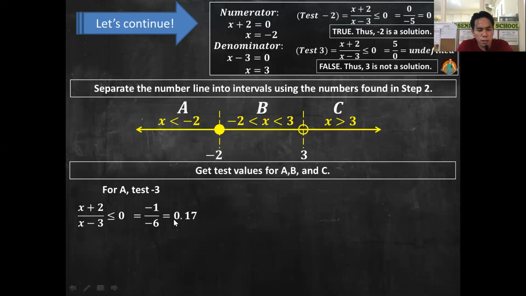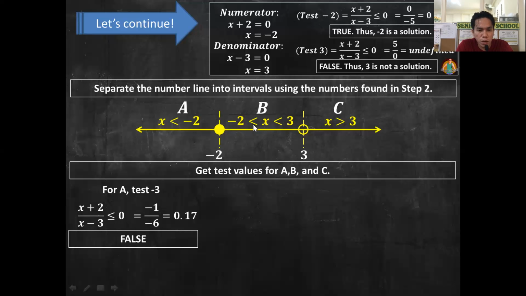So, yung tanong na lang is, yung 0.17 ba is less than or equal to 0? Of course, that is false. Okay? So ibig sabihin, our area A is false. Ibig sabihin, lahat ng numbers sa area A ay hindi part ng solution. Okay? Let's try naman sa area B.